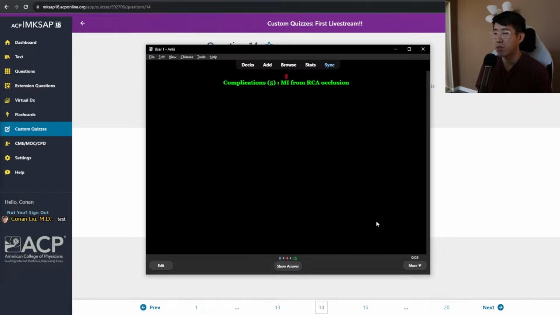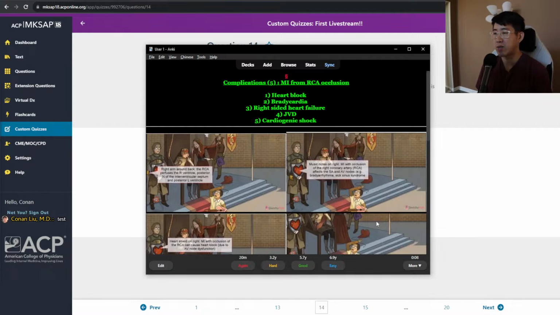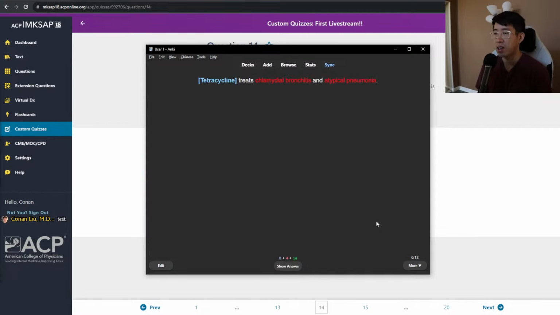Complications of MI from RCA occlusion is going to be bradycardia. Really going to be heart failure. Yeah, biggest one's going to be bradycardia.